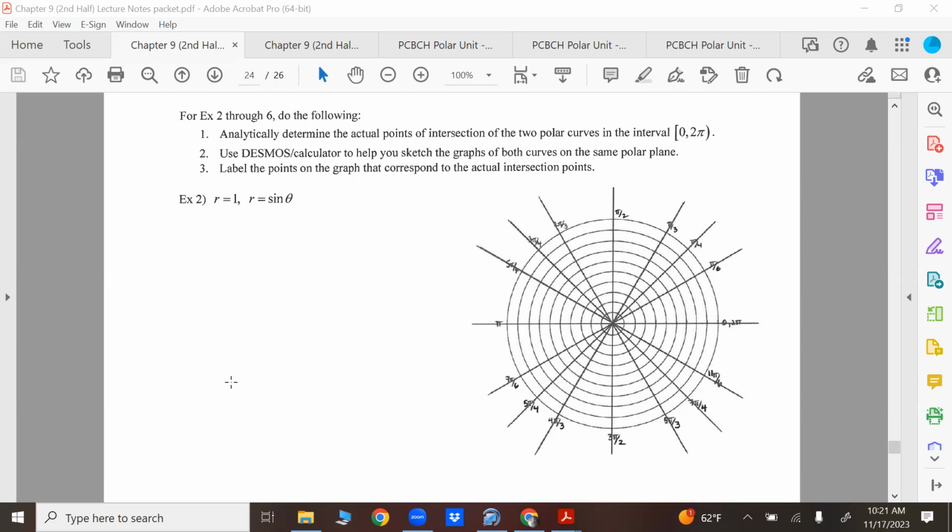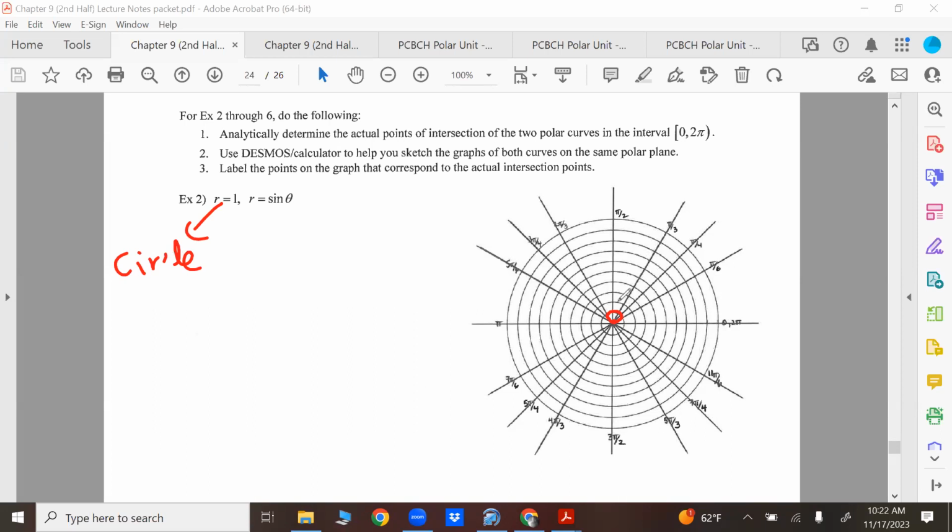R equals 1. R equals sine theta. Now R equals 1, hopefully if you guys remember, that's just a circle. And a circle looks like this, just like that, right? Radius of 1. Totally makes sense. So that's how that looks.